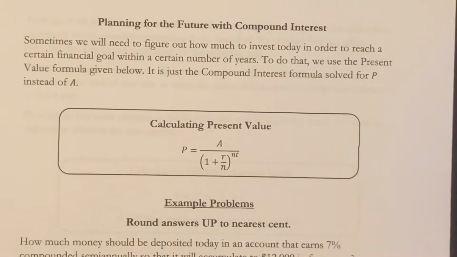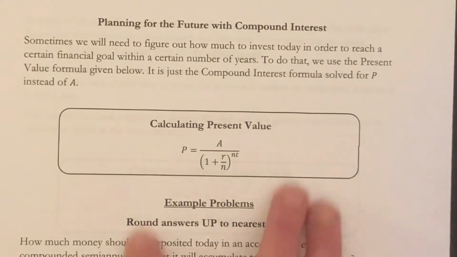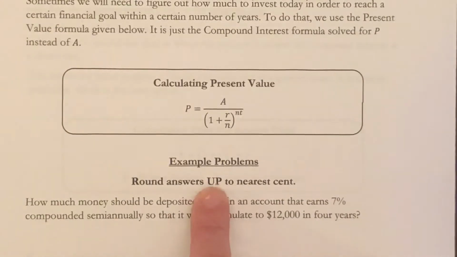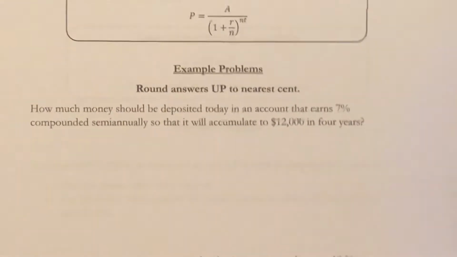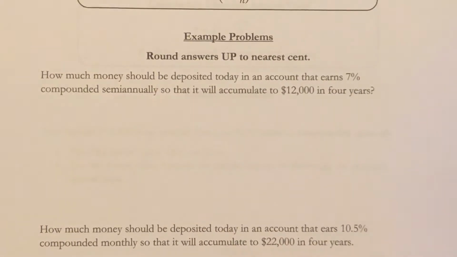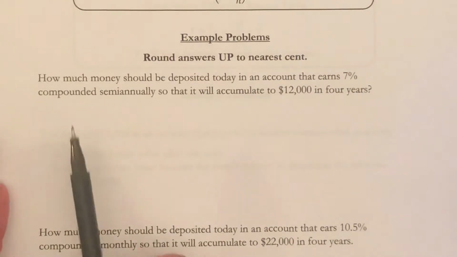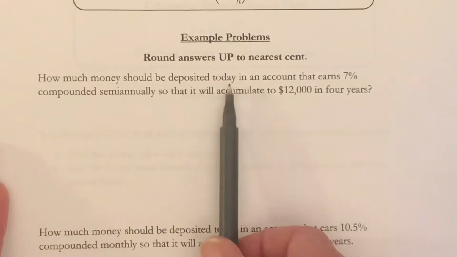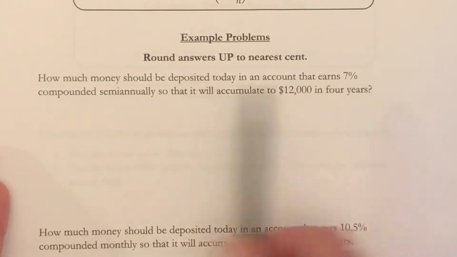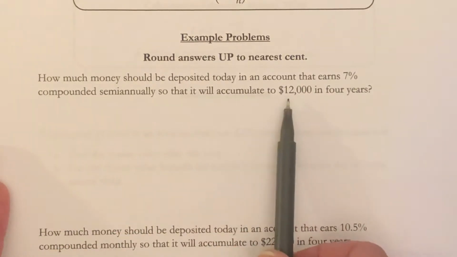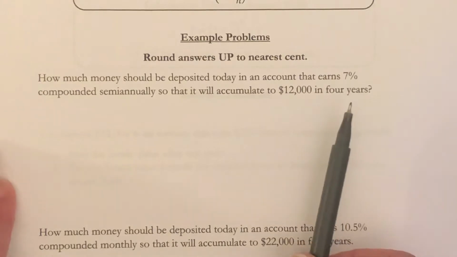So we're going to be solving some problems for this, trying to figure out our present value. And just like in the simple interest section, we are going to round up just to make sure that we do end up with enough money so that we are not short even a little bit. Okay, so first problem. How much money should be deposited today in an account that earns 7% compounded semi-annually so that it will accumulate to $12,000 in 4 years?